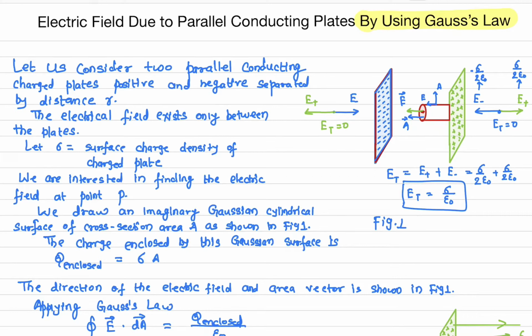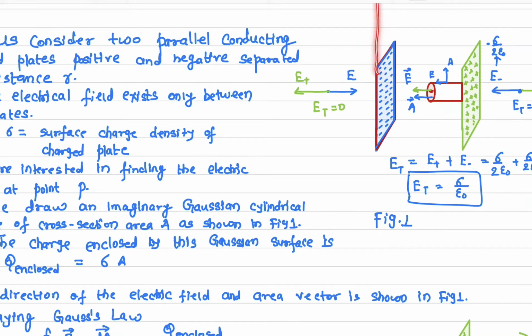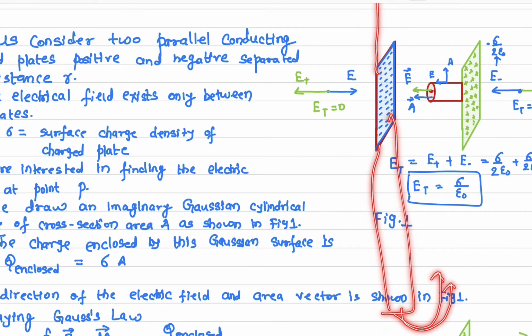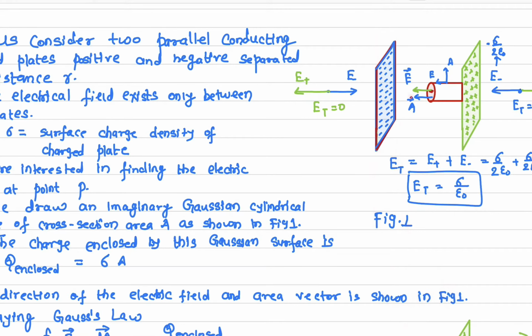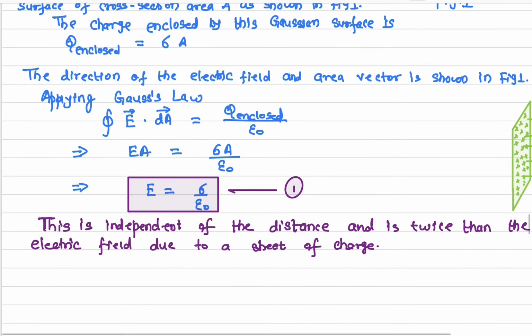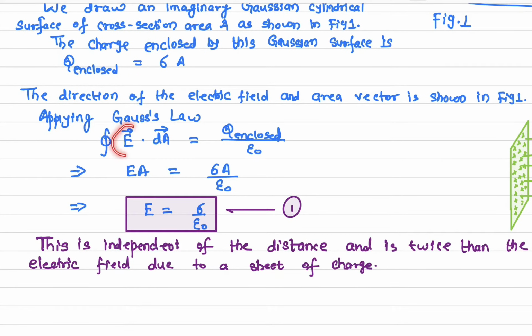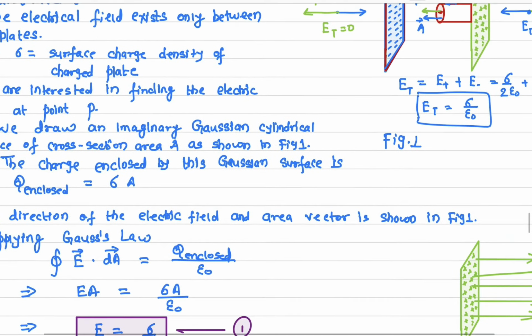Here we have assumed these two plates to be infinitely long plates, and the reason is, if they are not infinitely long plates, then there could be some fringe field that may add to this electric field. In order to avoid the fringe field, we have assumed this to be infinitely long. If this is infinitely long, then the contribution due to the fringe field will be very, very minimal, almost negligible at this point. That's the reason we assume these two plates are infinitely long plates.